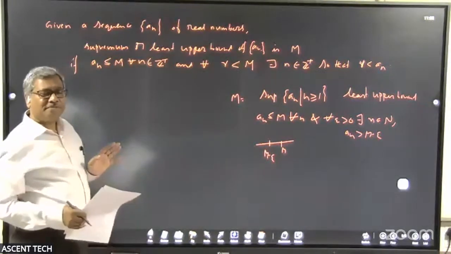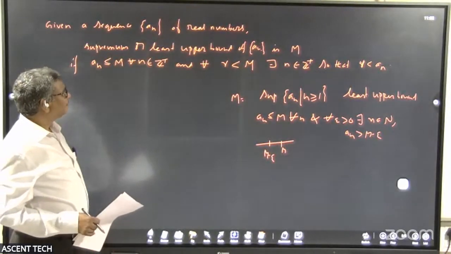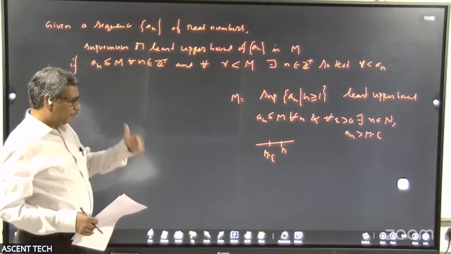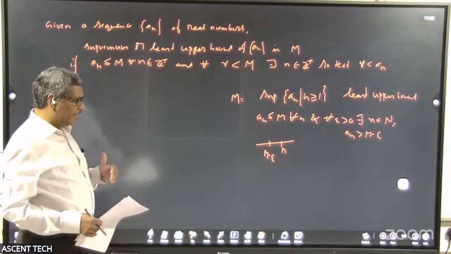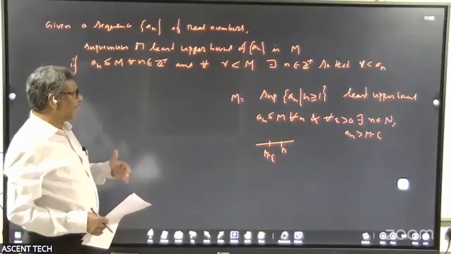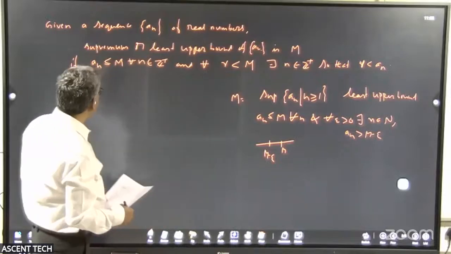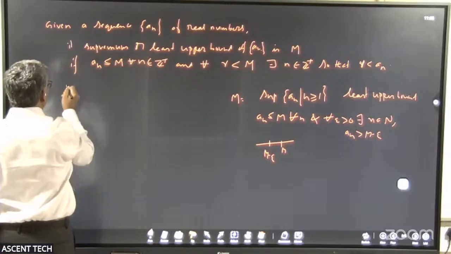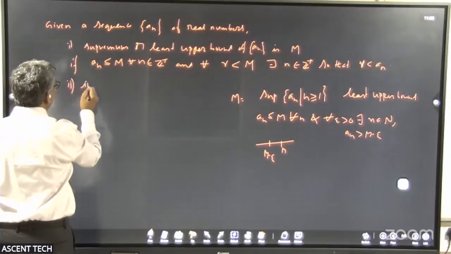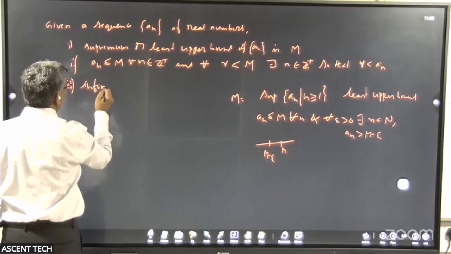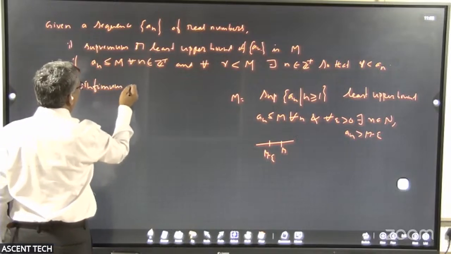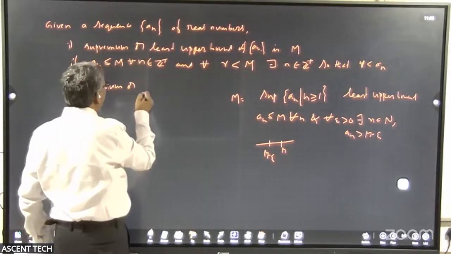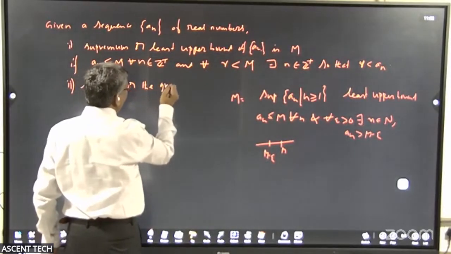Is that clear to you, sir? It's the least upper bound, the least amongst the upper bounds. In the sense that if you go even below that, then some of the A_n will cross. And similarly, infimum: a lower bound, and the greatest among the lower bounds is the greatest lower bound.